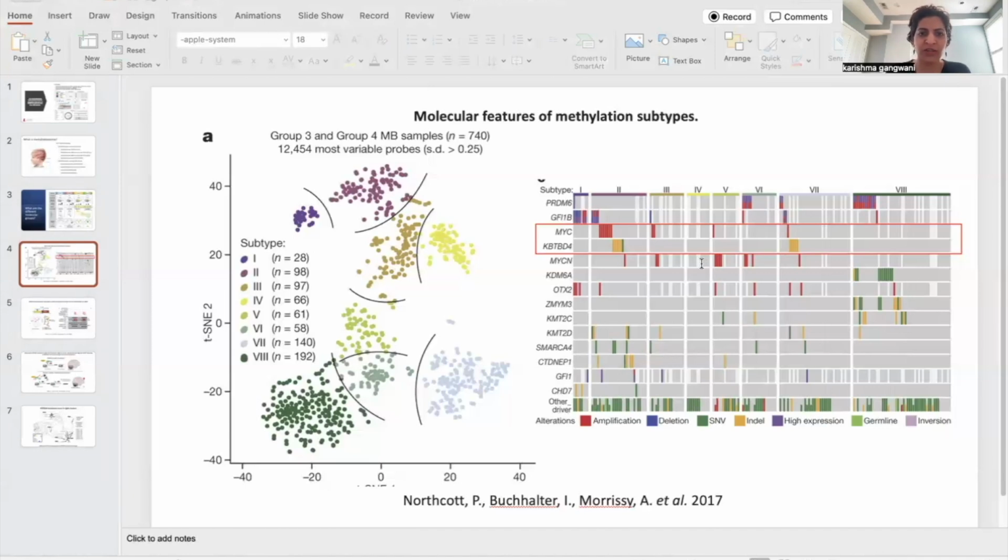So what they have done is that they have also found these subgroup specific driver mutations, and these basically become new actionable targets which are based on these epigenetic studies.